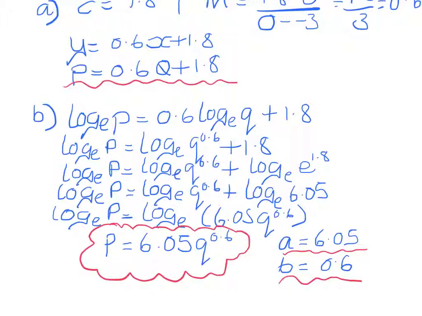Both the example that we looked at before and this past paper are both where the relationship is of the form y equals kx to the power of n. Now, there is another relationship where x is in the exponent, and we'll deal with that separately.